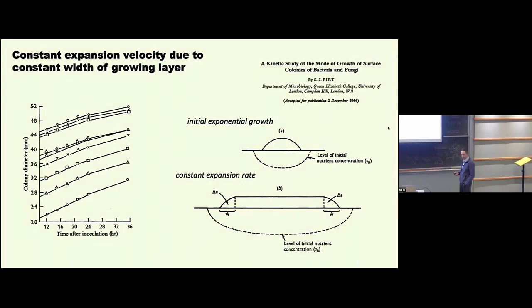Supported by his data, he came to the conclusion that the growth is nutrient limited, meaning that when you put one cell on a petri dish, it grows exponentially. It just divides and divides and divides, and you have exponential growth. But at some point, that exponential growth has to be replaced by a slower linear expansion. The idea is that the cells grow, they consume the nutrients. Eventually, the nutrients get depleted, so much that only the cells at the periphery of the colony have access to the nutrients. Now I have a finite number of cells growing, and therefore the exponential growth is replaced by a linear growth.